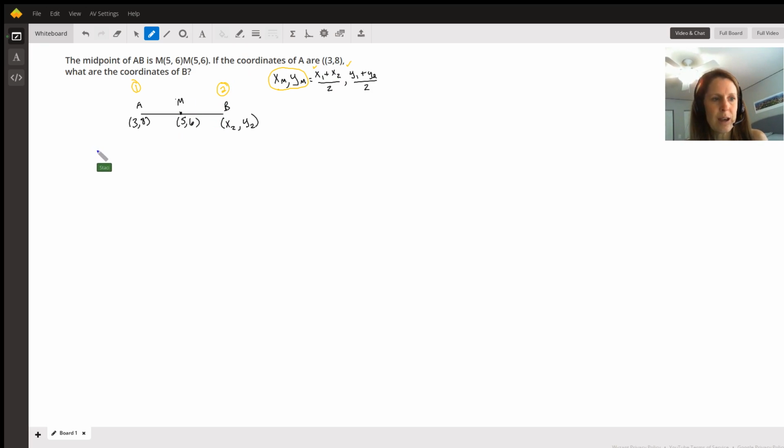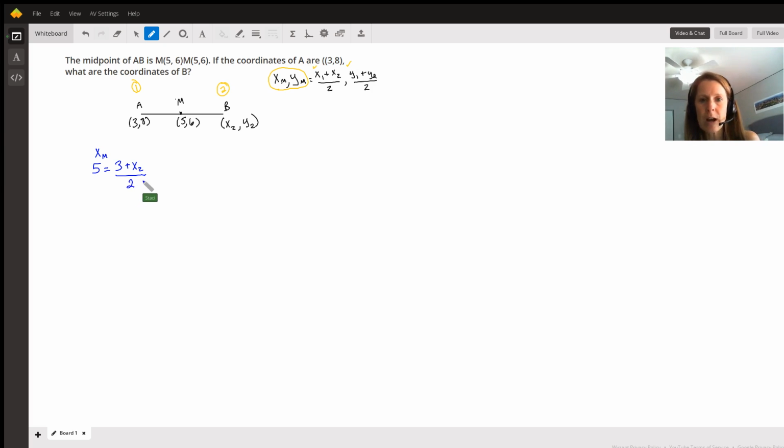So we'll start on the x. So the x value of the midpoint we happen to know is 5. And then x1 we know is 3. We don't know x2, that's what we're going to solve for. And then we're going to divide by 2.